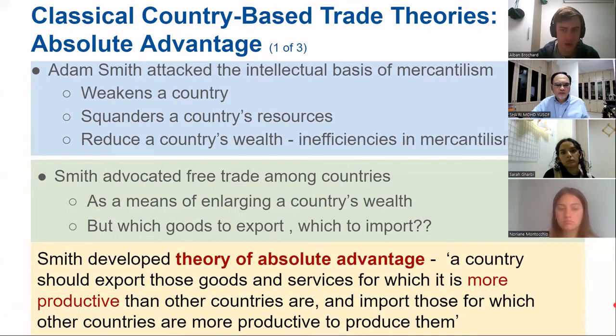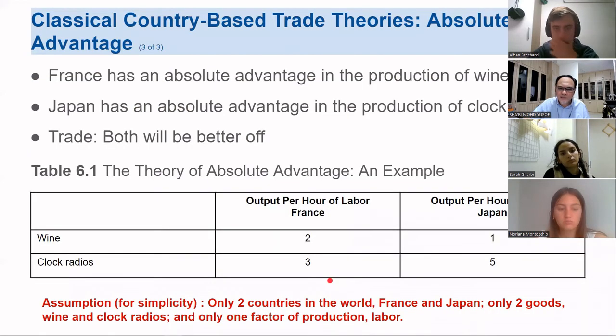So Adam Smith developed the so-called theory of absolute advantage. This theory says a country should export those goods and services for which it is more productive than other countries are. That means if it is more productive to produce in country A, then export that, and import those for which other countries are more productive to produce them. It's a very simplistic view, the theory of absolute advantage. The book gives an example of this.